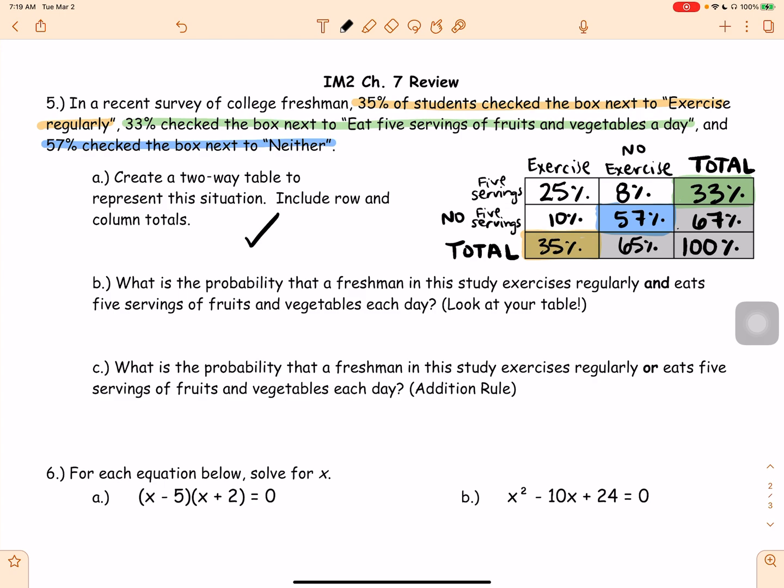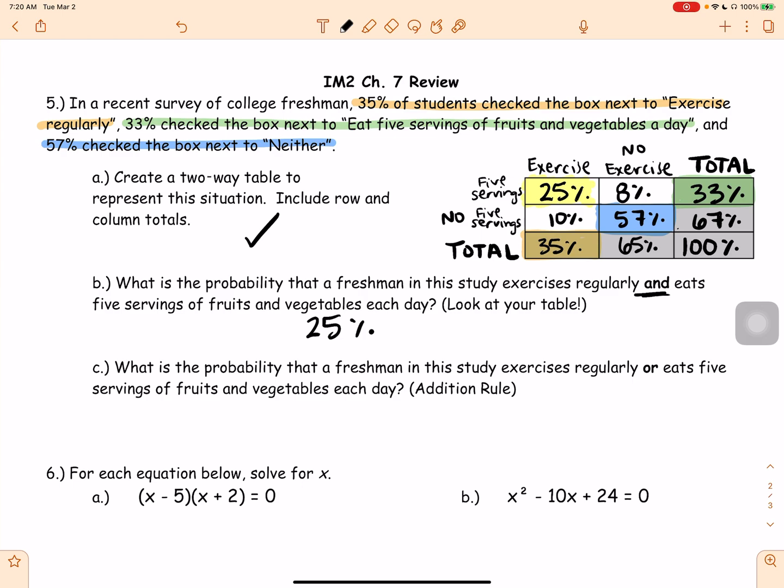Part B, what is the probability that a freshman in this study exercises regularly and eats 5 servings of fruits and vegetables each day? This is something you just have to look at your table for. So look at your table and see who exercises and who eats 5 servings a day of fruits and vegetables. Should see it right there. That's their intersection, is what we would call that. 25%. Done. No math involved for that one. Okay, so the table tells us that directly.